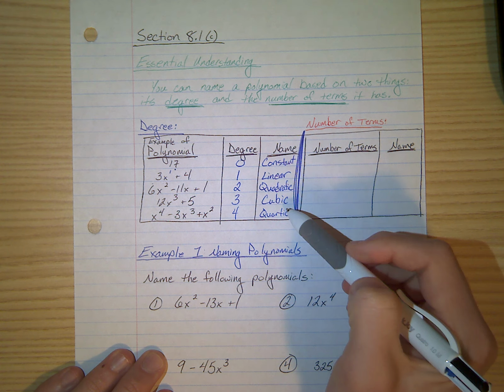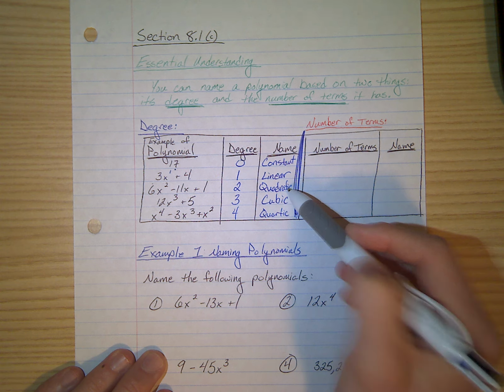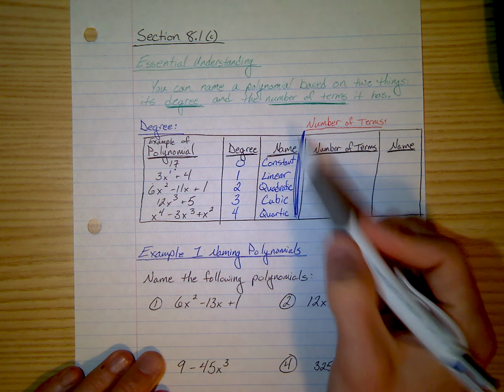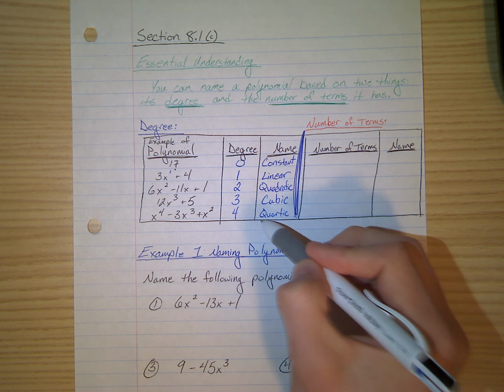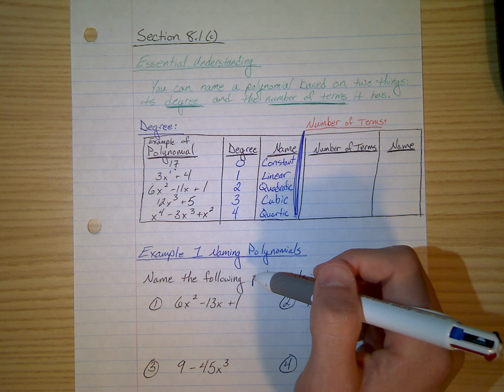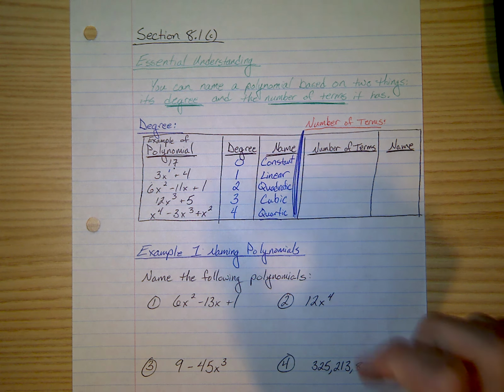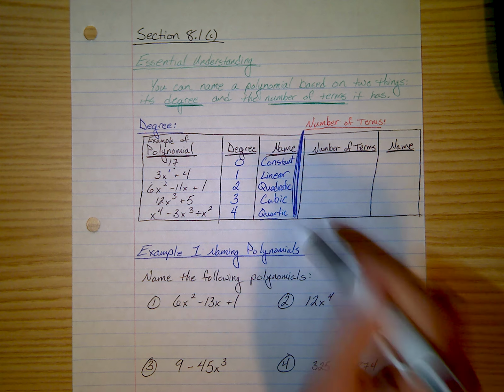The hardest ones to remember there is the difference between a quadratic and a quartic. Most of them make sense. Quartic, okay, think quarter. You have 4. Cubic, think 3. The quadratic, I'll explain why that is when we get into multiplying binomials later. And then linear and constant.